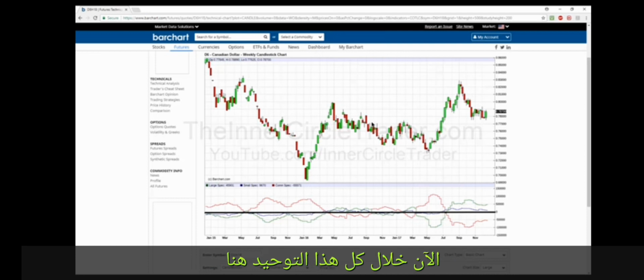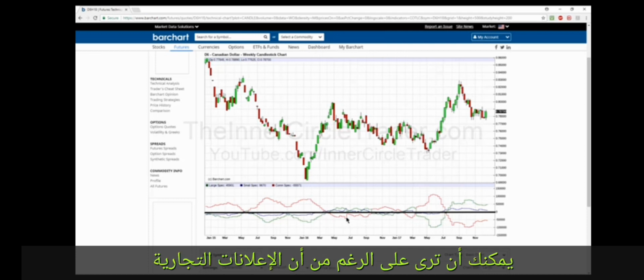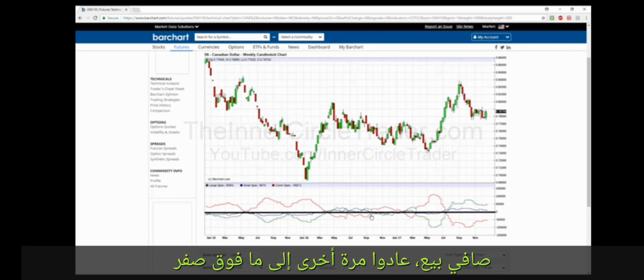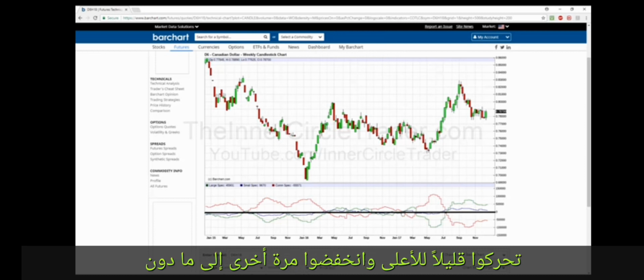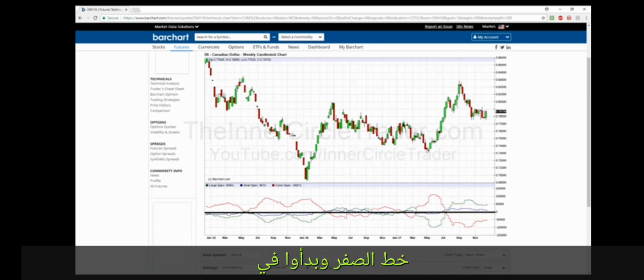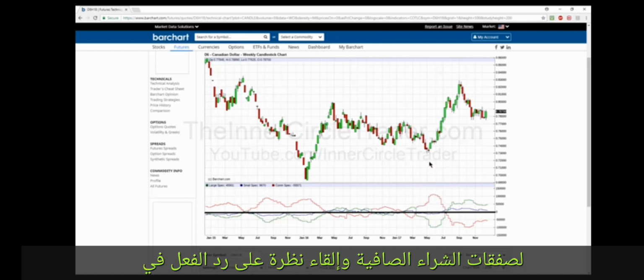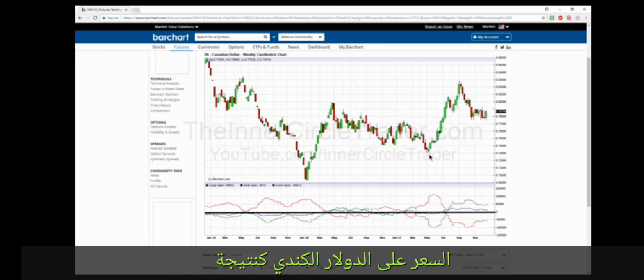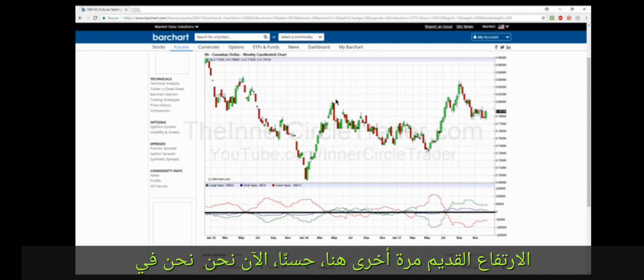Now during all this consolidation here, you can see even though the commercials were below the zero line, which would be net short, they went back above the zero, and you can see now they have a little bit of a move higher, and they dip back below the zero line. They started selling off, and then watch what happens when these equal lows have been taken out right here. Huge buildup of net long positions, and look at the reaction in price on the Canadian dollar as a result. Huge extrapolated move on the upside. What's it reach for? A run above this old high back here.